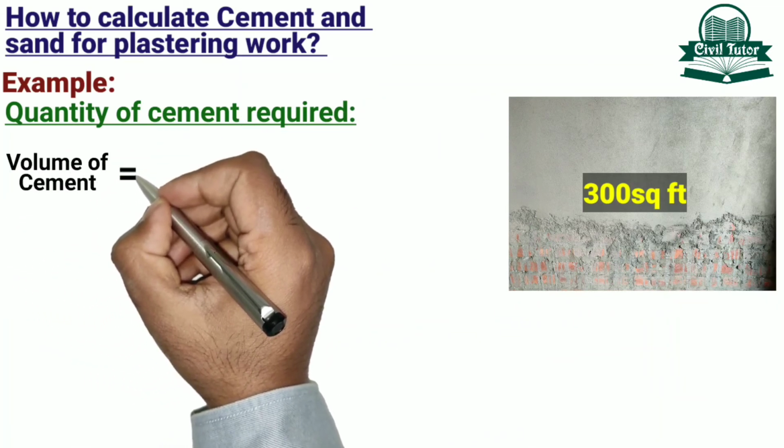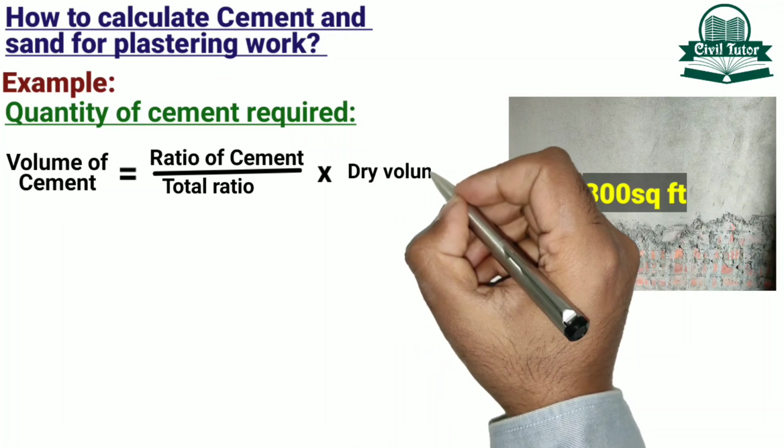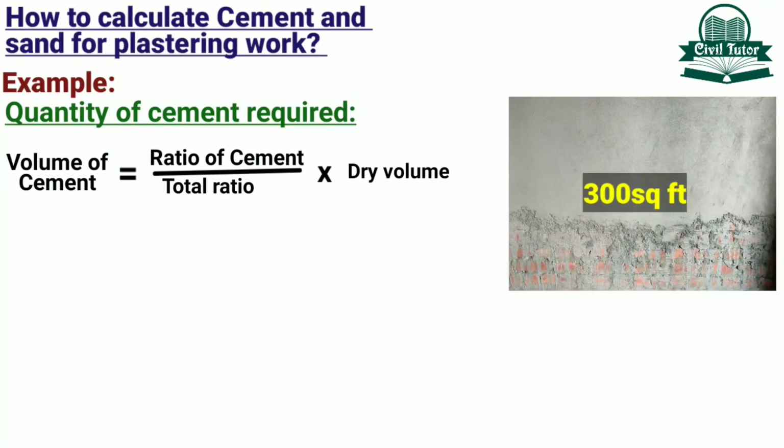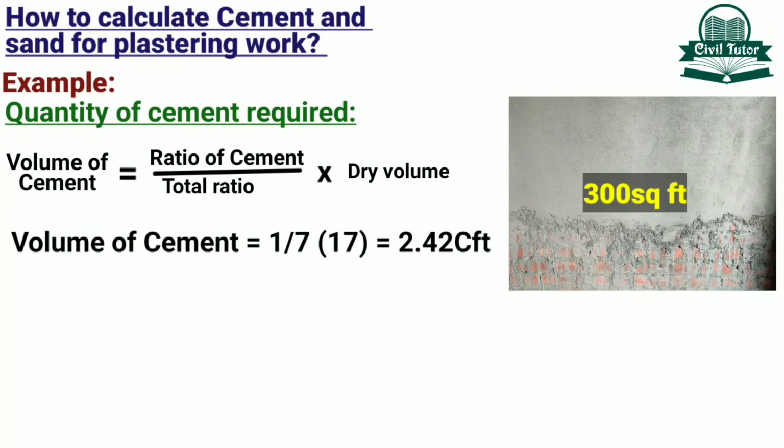Volume of cement will be equal to ratio of cement divided by total ratio into dry volume. While ratio of cement is 1 and total ratio is 7, and on substituting these values, we will get volume of cement equal to 2.42 cubic feet.